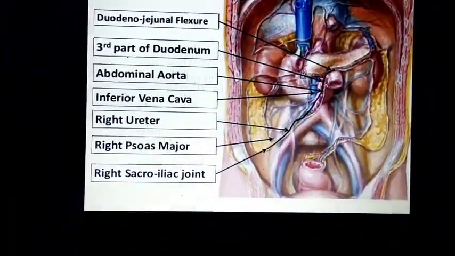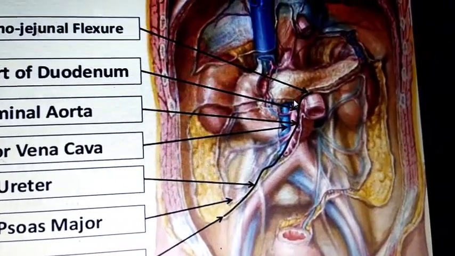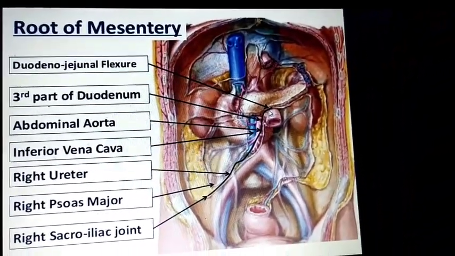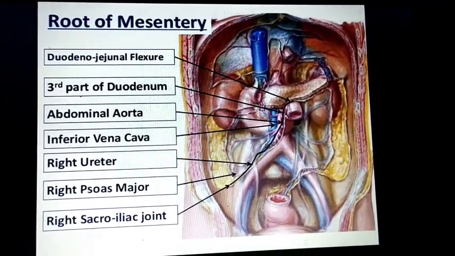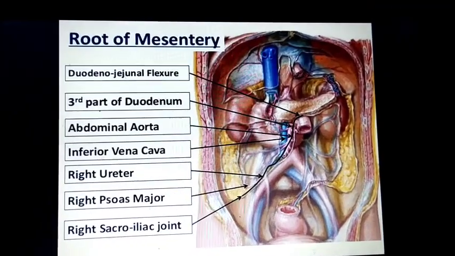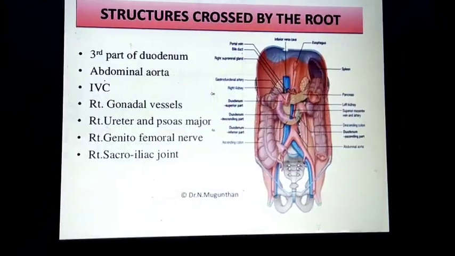This is the same picture. This is the duodenojejunal flexure, the third part of the duodenum, the aorta, inferior vena cava, right ureter, right psoas major muscle, and right sacroiliac joint.